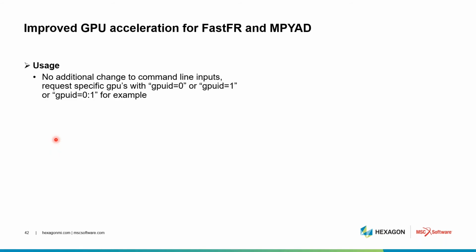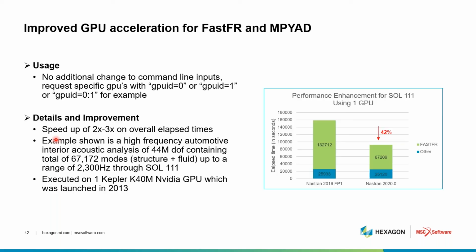As for usage, there is no additional change to command line inputs required for this, and you can request GPUs with GPU ID equal to 0 or 1, or 0 to 1, for example, and then you can get a speedup of 2 to 3 times on overall elapsed time. For solution 111, we're able to reduce time by up to 42% in this case scenario. It was executed on one Kepler K40 NVIDIA GPU, which was launched in 2013.